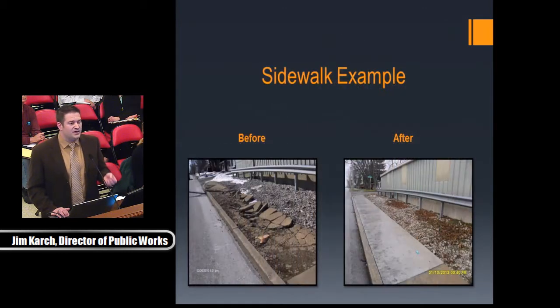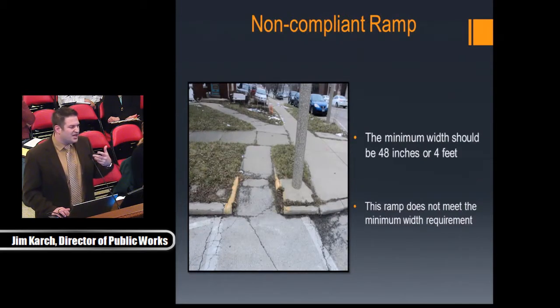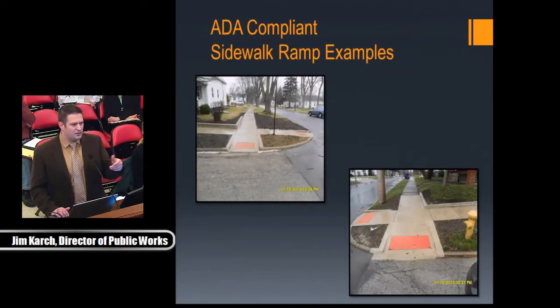This is an example of the type of before and after picture up on the screen. You can see that what we're really striving for when we come through an area is to make the whole block have a better feel and a better look to it. That's one of the goals that we've been trying to have. The non-compliant ramps that you see all around town can no longer be there when we go through. We have to make sure we improve and upgrade those ramps.